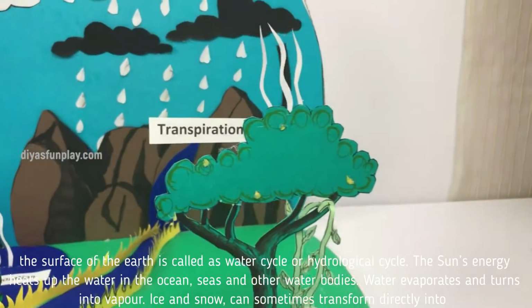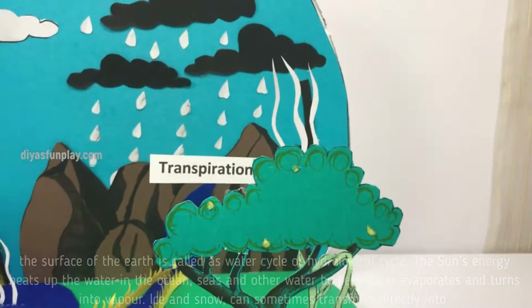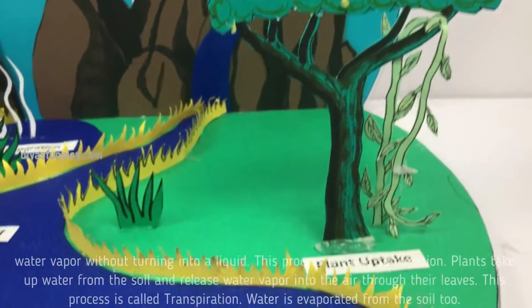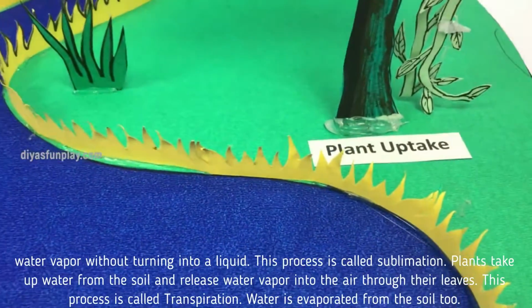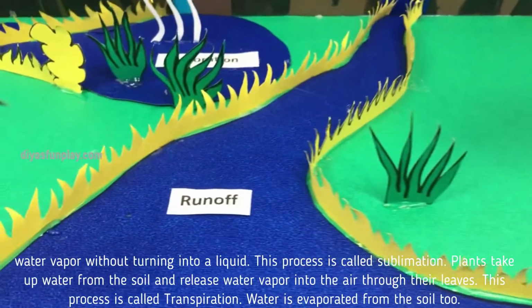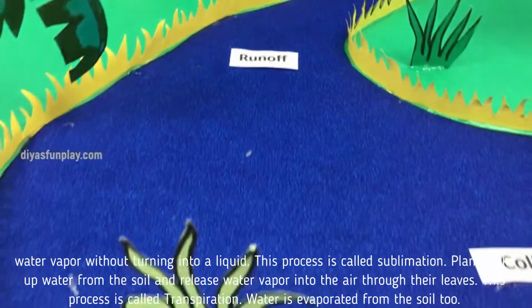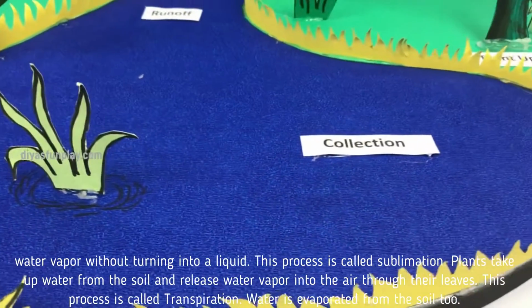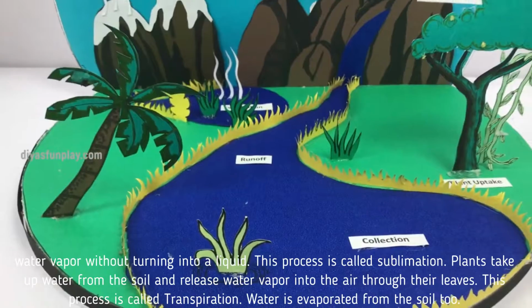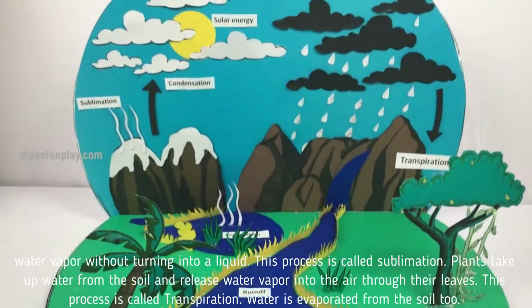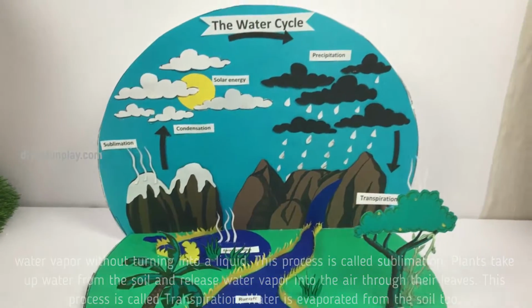Ice and snow can sometimes transform directly into water vapor without turning into a liquid. This process is called sublimation. Plants take up water from the soil and release water vapor into the air through their leaves. This process is called transpiration. Water is evaporated from the soil too.